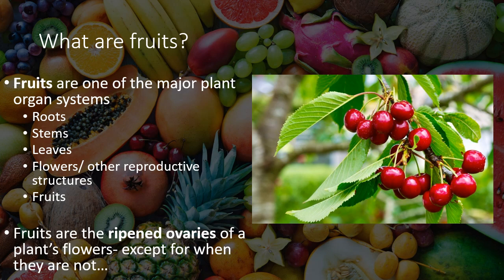You'll notice here at the bottom that I say that fruits are the ripened ovaries of a plant's flowers, except for when they are not. We will see that there are situations where plants have the ability to turn non-ovary tissues into fruit-like tissues as well, and we'll see several examples.